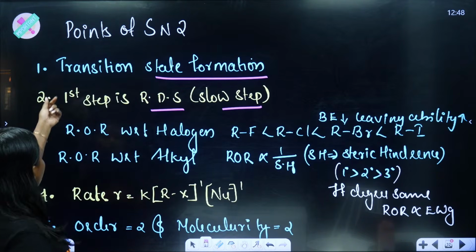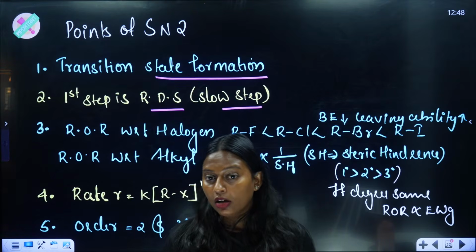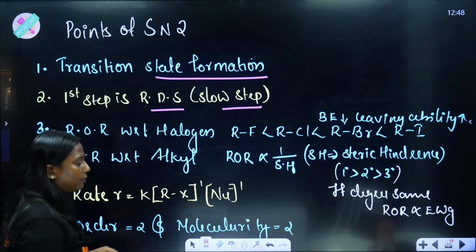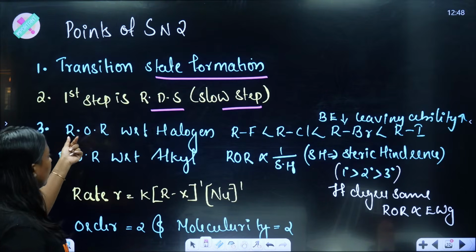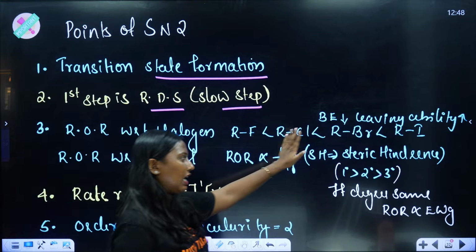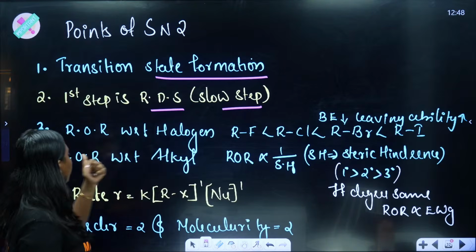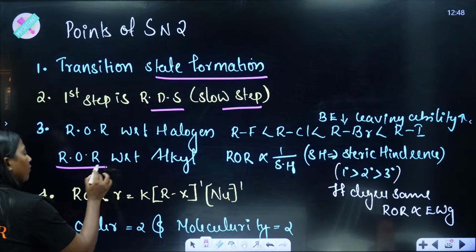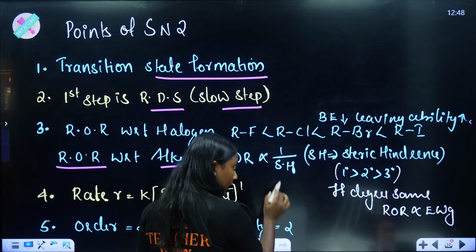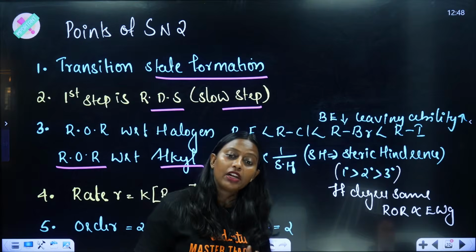So the first step is the rate determining step. Obviously it is a slow step, and only one step is there. The rate of reaction with respect to the halogen is in the order RI, then RBr, RCl, RF. When you consider the rate of reaction with respect to the alkyl group, the rate of reaction is inversely proportional to steric hindrance. If steric hindrance is more, the rate of reaction is less.